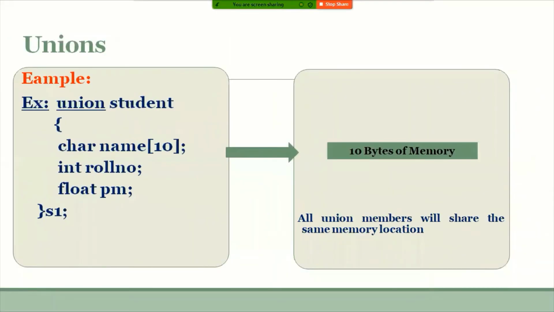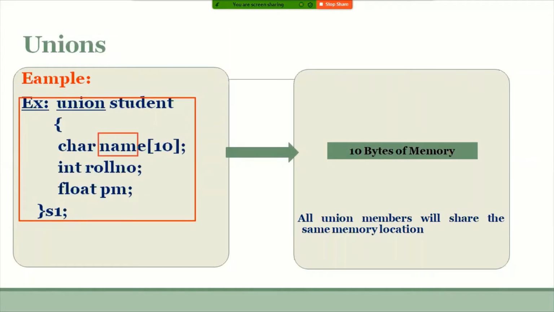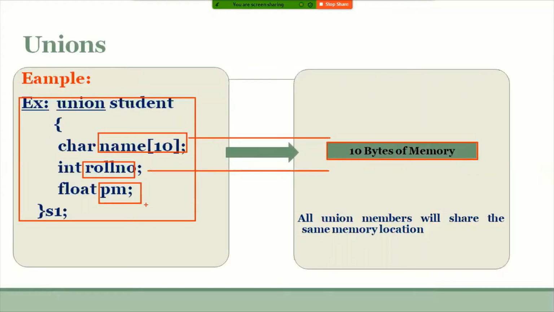So in this, a student union is declared. Meanwhile, one variable s1 is also declared. So immediately the compiler allocates memory for this s1, 10 bytes only. Why? Because among these three, this is 10 bytes, this is 2 bytes, and this is 4 bytes. So among these three, 10 bytes is the largest. So always the union variable will occupy 10 bytes of memory. That is the largest member of the union. And all these members will share the same memory location.